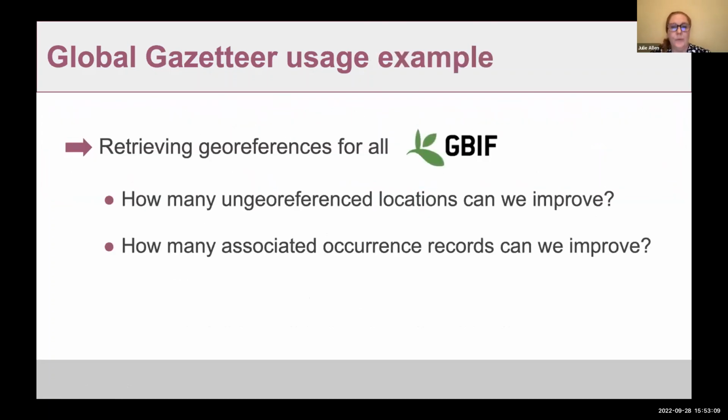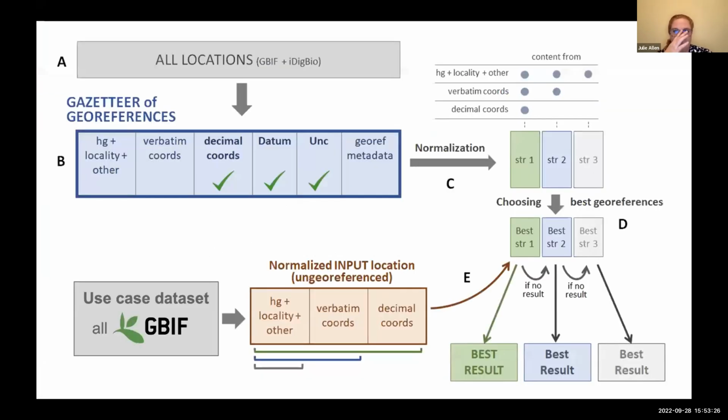Okay, so what we wanted to do is say, all right, can we retrieve georeferences for locality data in GBIF that do not have georeferences? So how many ungeoreferenced locations can we improve? How many associated occurrence records can we improve? All right, so this is our use case. This was all GBIF data that is not georeferenced. We ran this through the Gazetteer and then asked how many gave us this best result, etc.